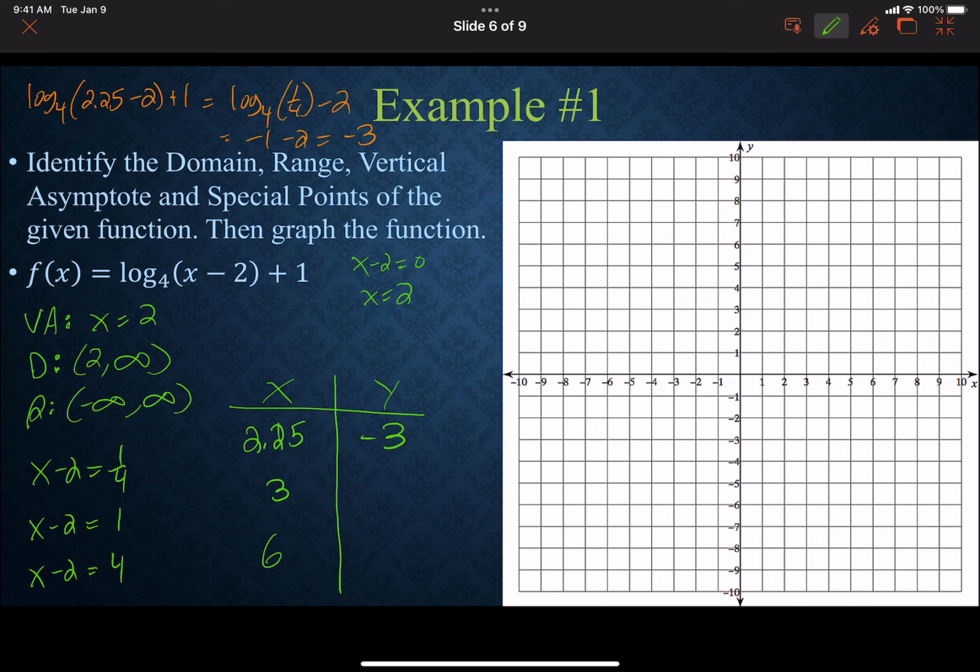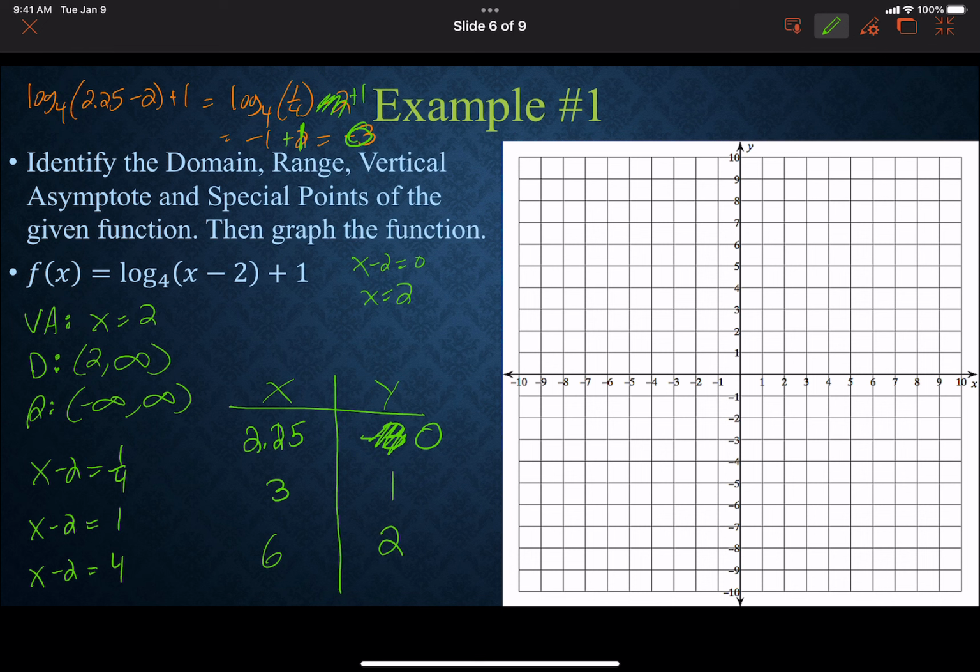And then we substitute the 3 in. 3 minus 2 is 1. Log of 1, no matter what the base is, is 0. So 0 minus 2, I don't know why there's a minus 2, that should be plus 1. So that was a 0, sorry. So anyway, it's plus 1, so log of 1 is 0, 0 plus 1 is 1, and then plugging in 6, 6 minus 2 is 4, log base 4 of 4 is just 1, 1 plus 1 is 2.